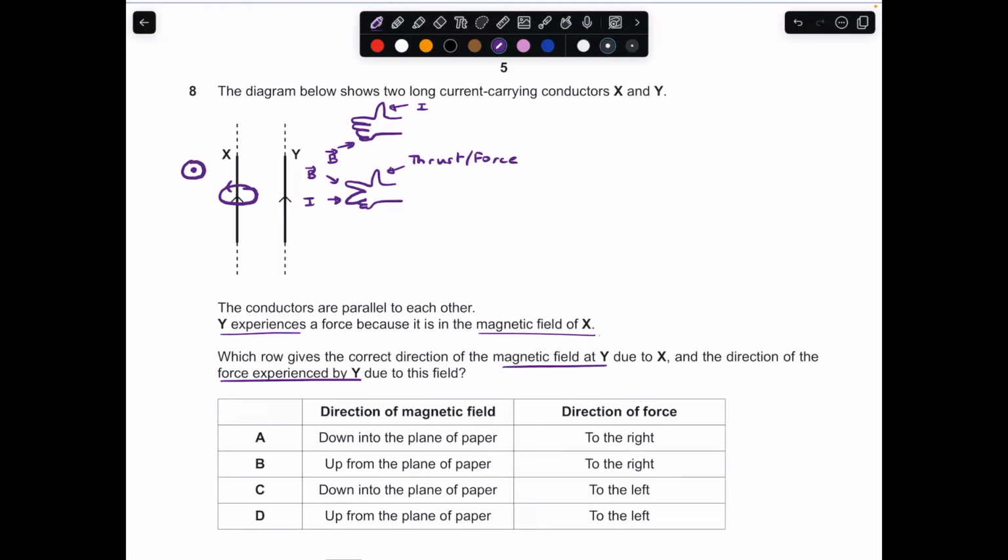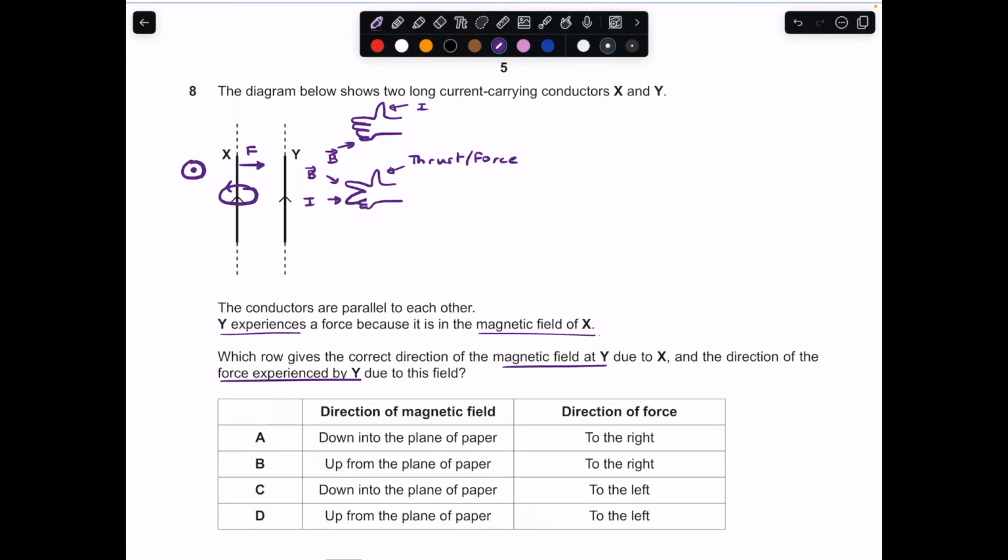So if we place the magnetic field, the first finger, sticking out towards you, and the second finger, which is the current, going up, then the thumb would therefore be facing towards the right. So the force experienced by this wire X will be towards Y.